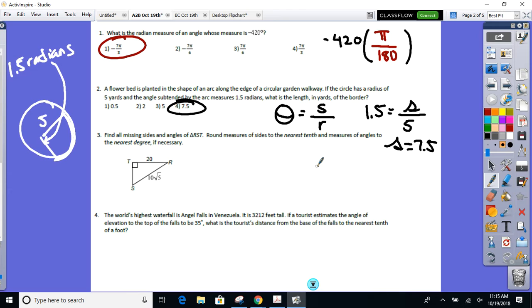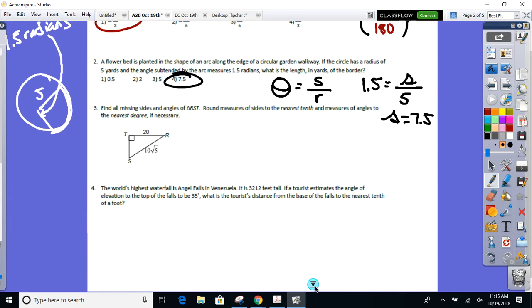How about 3? Find all missing sides and angles. Here you go. Can we find the missing side first? Find TS first. Any suggestions? This was all yesterday. Any suggestions on how to find the side? Come on. It's a right triangle. You know 2 sides and you're trying to find the third.